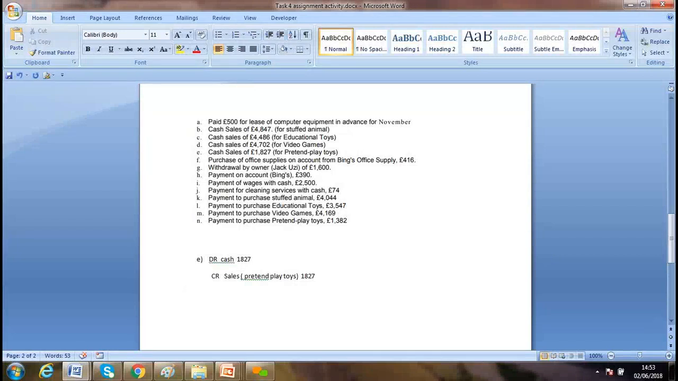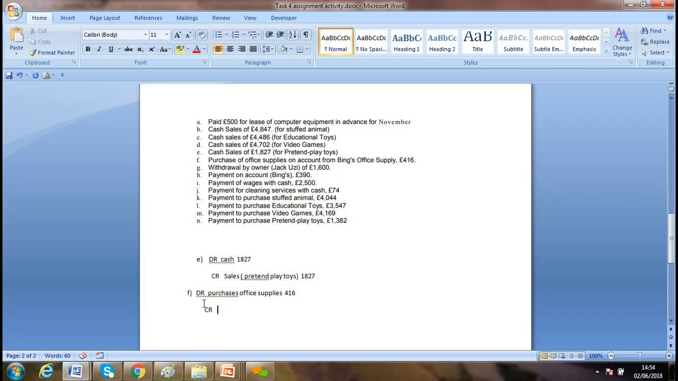So next, which one? F. What is F? Can we read? Purchase of office supplies on account. So we purchase from Bing Office Supply on account. On account means we are not paying them money now, we will pay them later on. So we are buying on credit. What are we buying? Debit means purchases, office supply. How much was it? 460. Well done.